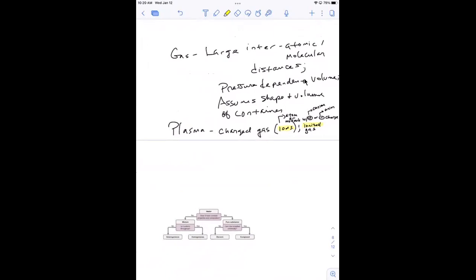All right, so again, matter can exist in different states or phases. It can be a solid, it can be liquid, it can be gas, or it can be plasma. All right.